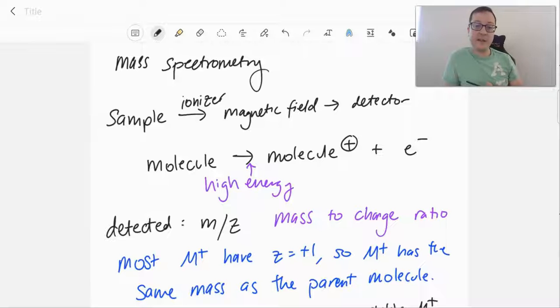And so what we detect here is what's called the mass-to-charge ratio, which is labeled as m/z, where mass and charge would be m and z respectively. Most molecular ions have a charge of 1, so the molecular ions that we see there would be the same mass of the molecule that we put in. And as we know, the mass of a substance can give us a lot of information about its chemical formula, right? As well as its structure, as we'll see with fragmentation patterns.